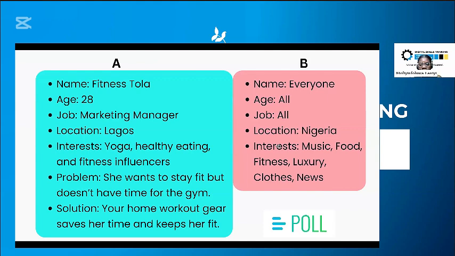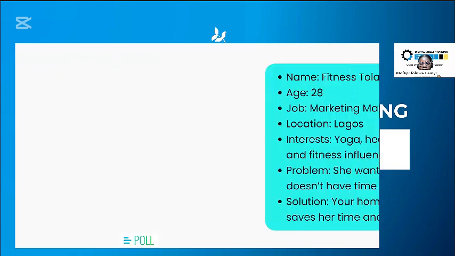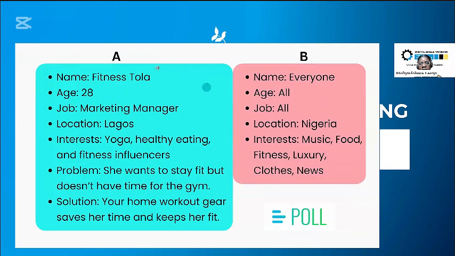So for Ada's fitness company, for her fitness gear that she wants to sell now, persona A will fit better because she knows the age that she wants to sell to.